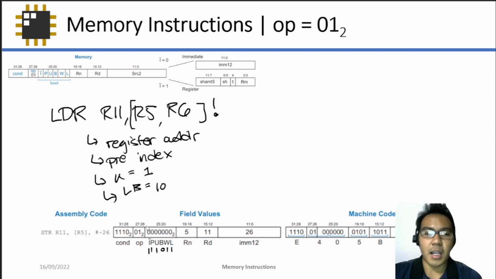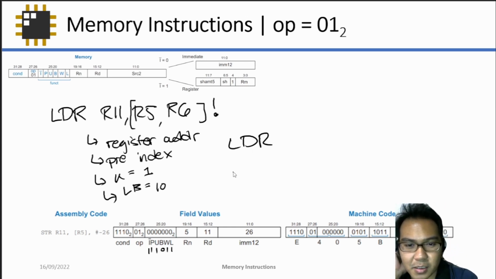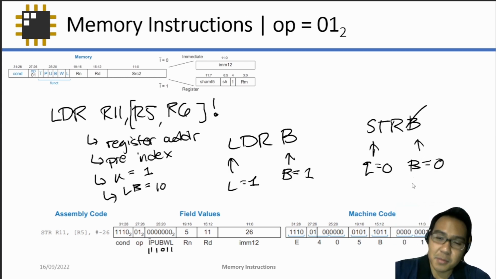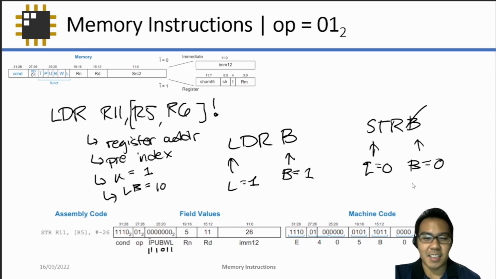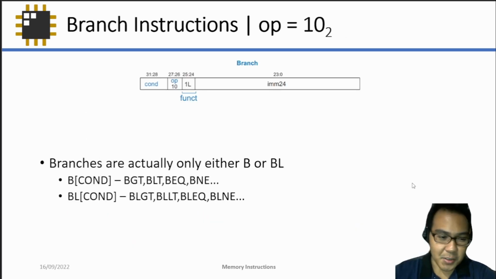It makes sense why L is 1 and B is 0, because if it's load, then L is 1. And if there's B, then B is 1. On the contrary, if it's store, then L is 0 because it's not a load, and the absence of B makes it so that there's no B, which means B is 0. So yeah, that's L and B. I just remembered. Okay, next, branch instructions. Almost done.